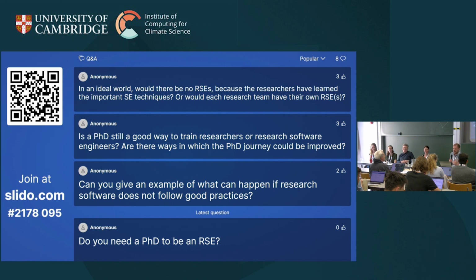In an ideal world, there would be no RSEs because researchers have learned the important software engineering techniques, or would each research team have their own RSEs? Okay, so who are we going to start with that? Chris, you run a whole team of RSEs, so I'm going to hand that over to you.